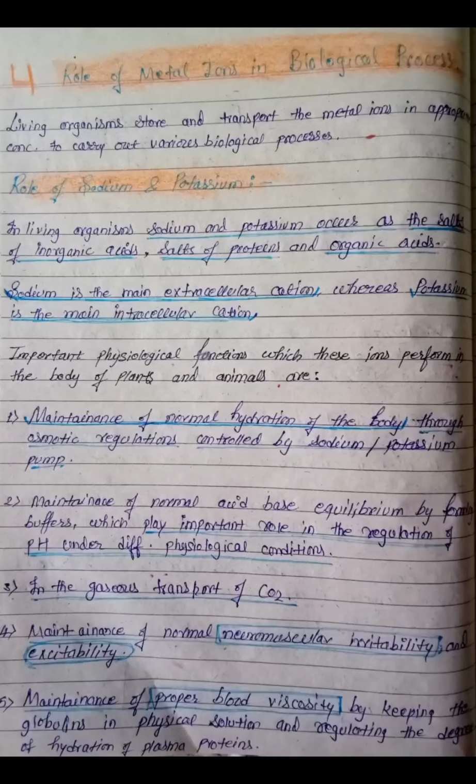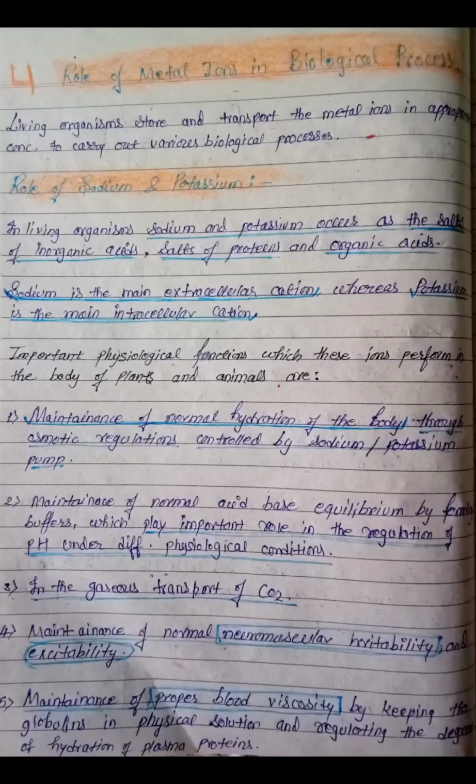Role of sodium and potassium. In living organisms, sodium and potassium occur as the salts of inorganic acids, salts of proteins, and organic acids. Sodium is the main extracellular cation, whereas potassium is the main intracellular cation.